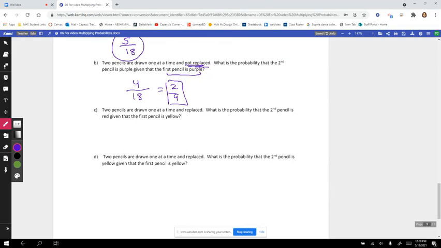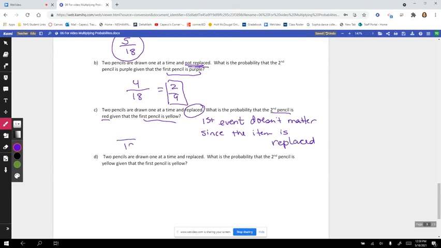Okay, next scenario. 2 pencils are drawn one at a time and replaced, meaning I pick a pencil, I see what I have, and I put it back. What is the probability that the second pencil is red, given that the first pencil is yellow? So in this case, when I pick it and then I put it back, the first event doesn't matter since the item is replaced or put back. So we don't even really have to pay attention to what's going on first. We pick the pencil, we put it back, now we start over.